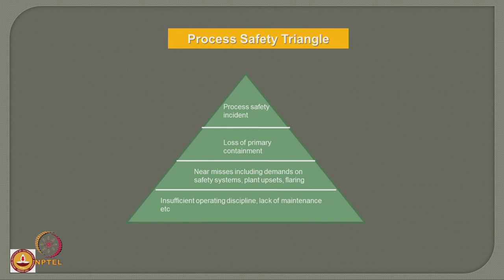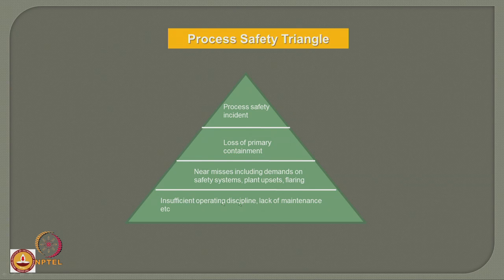If you look at the process safety triangle, it is very interesting that the base of the triangle actually grows from insufficient operating discipline. If you are able to inculcate an operating discipline or a work culture, and if your maintenance schedule is perfectly in order, your pyramid will not have a base as wide as shown here. If your operational discipline is not proper, it is insufficient, and if your maintenance schedule is not updated, then near misses could be large in number, which includes demand of safety systems, plant upsets, flaring, etcetera.